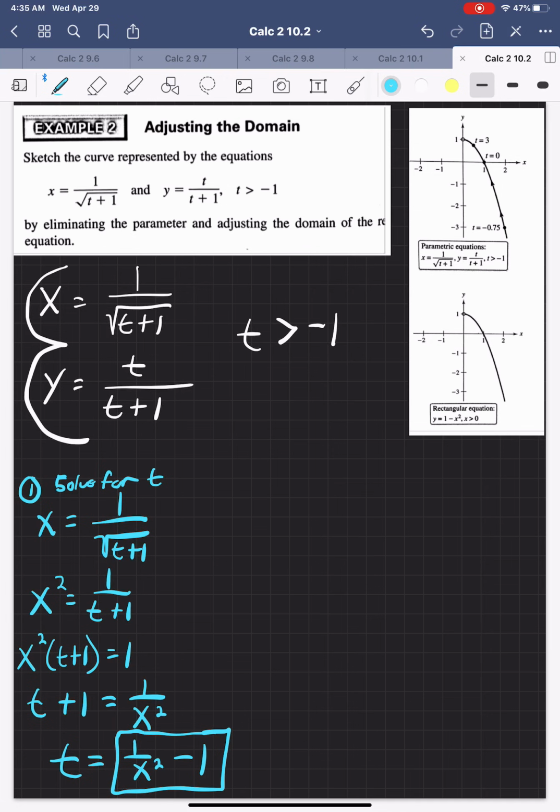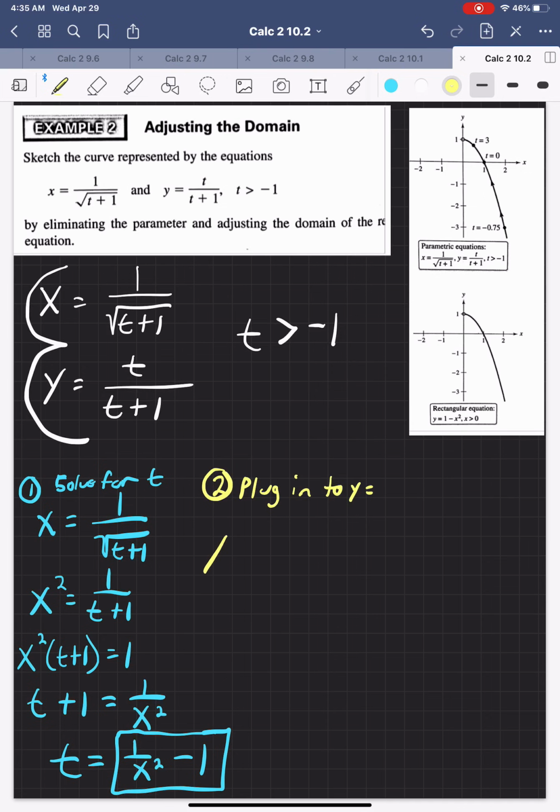So at this stage, we want to take t. Now we chose the x equation. So now we want to take t and plug that in for t in the y equation. The only thing is, I'll do that on the next step. So step 2, plug in or substitute. So plug into y equals.